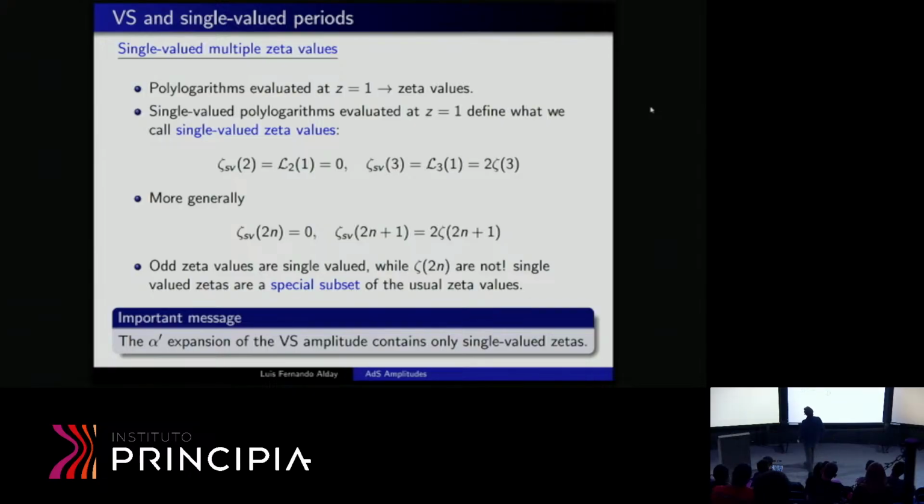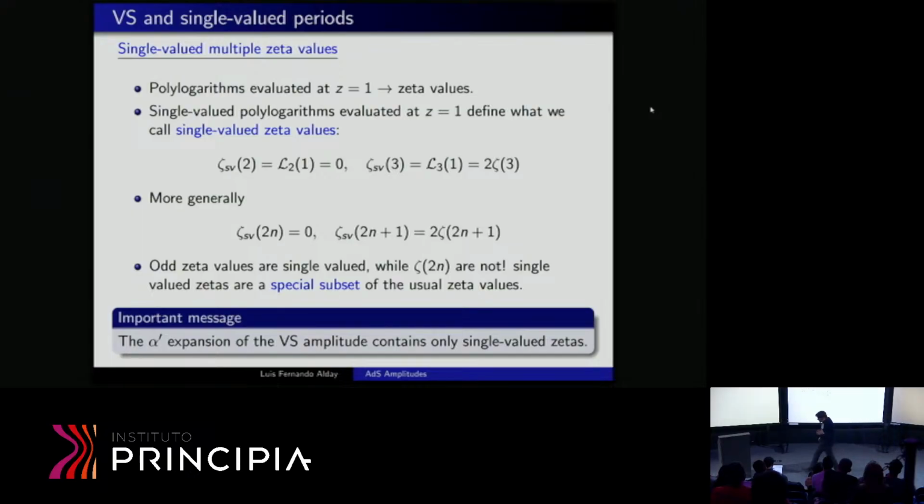In general, single-valued zetas are a special subset of the usual zeta values. And of course, a physicist now breaks down, because we know that zeta 2 is a real number, right? It is pi squared over 6. So what I am telling you is that this number is not single-valued. What mathematicians mean by that is that if you take these single-valued functions and evaluate them at that particular number, you cannot get zeta 2. While zeta 3, zeta 5, zeta 7, you can.